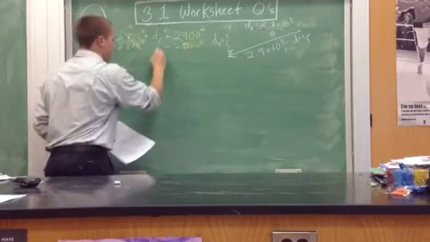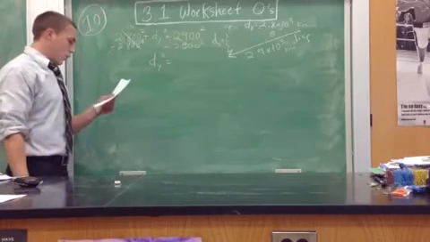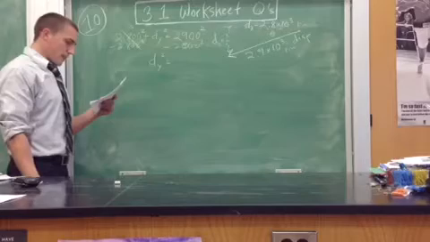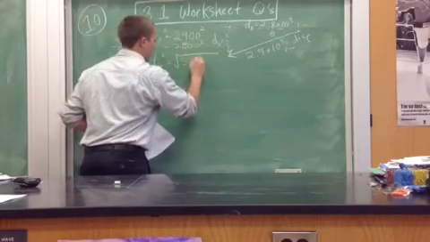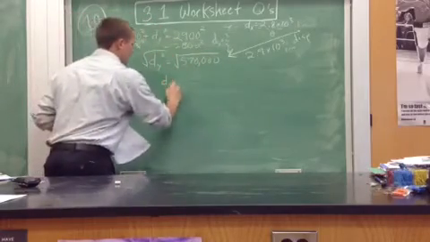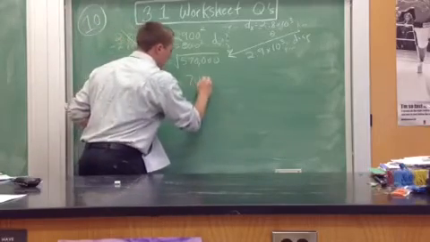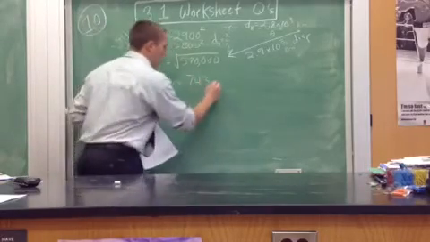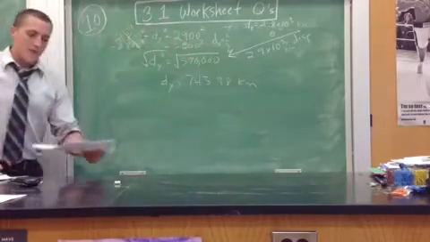This will cancel. The y component squared is equal to 570,000. So we take the square root of both. The y component is equal to 743.98 kilometers. Now, the angle.